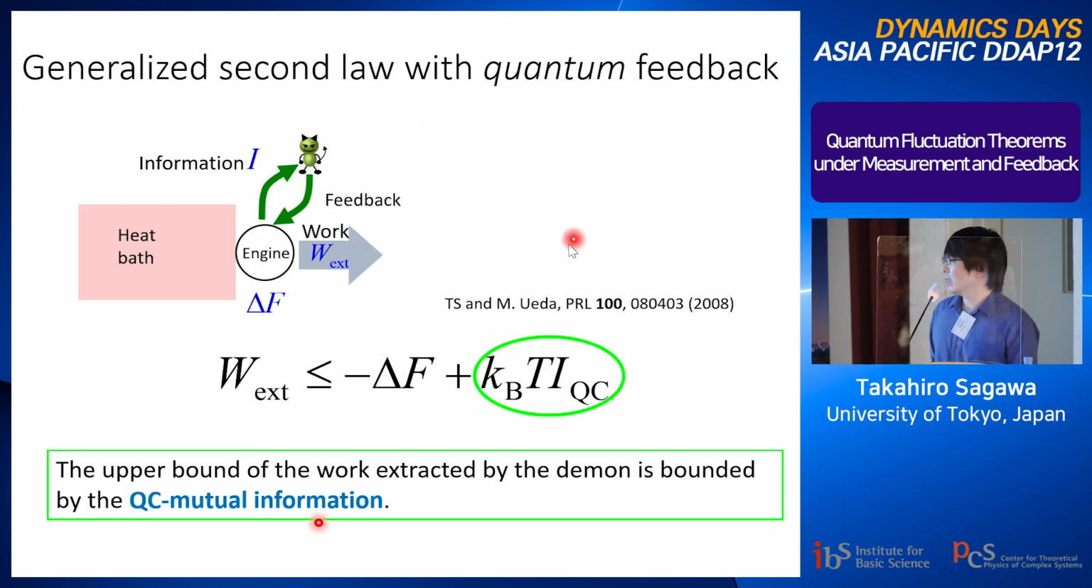Okay, and again, we have the same form of the second law of thermodynamics in the quantum setting, just by replacing the mutual information with the QC mutual information here. And again, this is an achievable inequality. I mean, the upper bound can be achieved if we cleverly design the feedback protocol. So in that sense, the QC mutual information is a proper quantity to give the upper bound of the extractable work by Maxwell's demon.